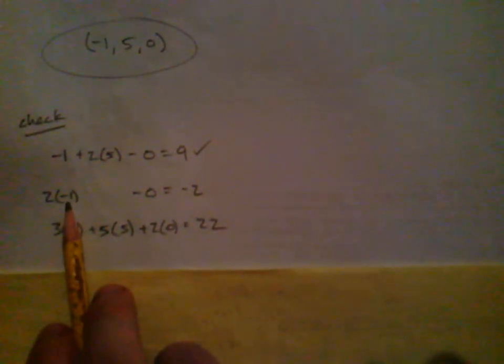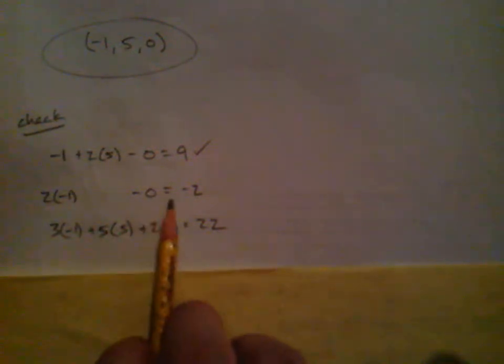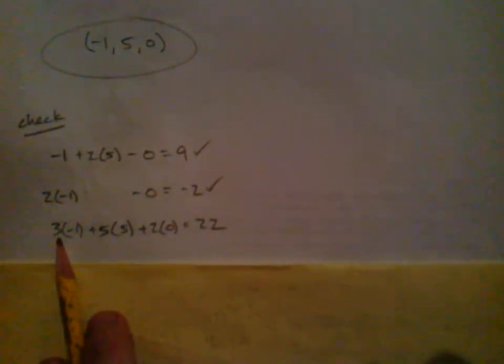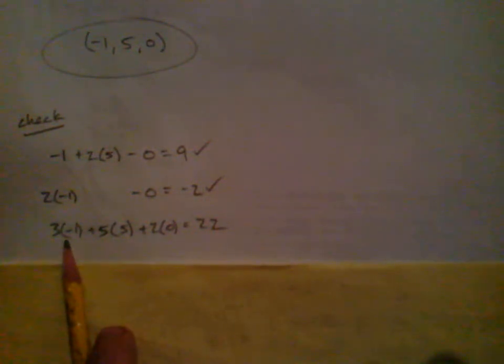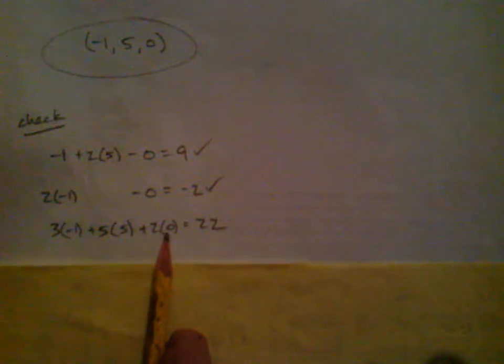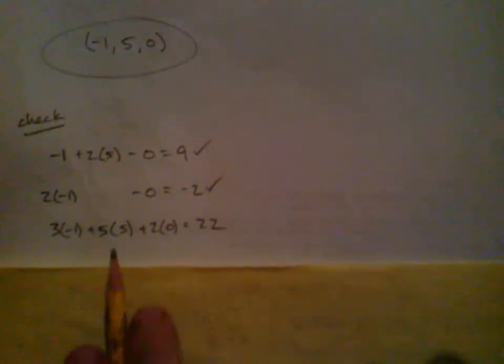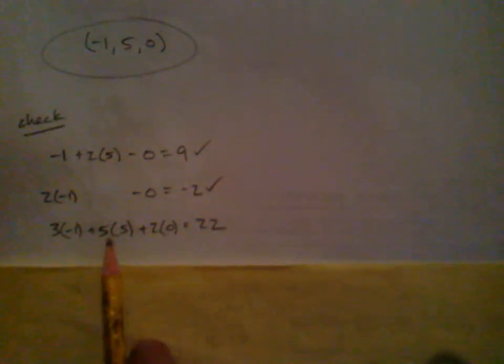The second equation, 2x minus z equals negative 2. So 2 times negative 1 minus 0. Yeah, that gives me negative 2. And the third equation, 3x plus 5y plus 2z equals 22. Let's see here. 3 times negative 1 plus 5 times 5 plus 2 times 0. You can just put this into a calculator check. You don't even have to write it on the page, but does this really give us the answer? Negative 3 plus 25 plus 0. Yeah, that's 22. We know we got it right. No doubt about it. This is our solution.